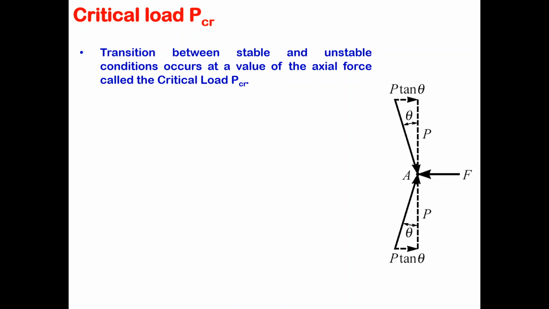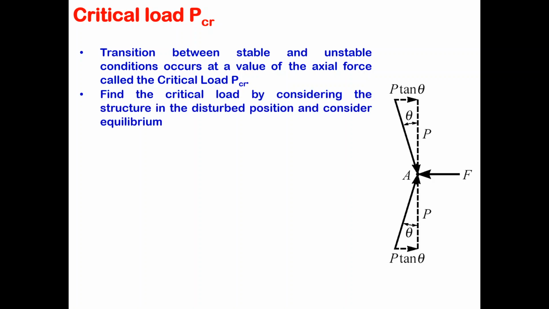So let's talk a little bit about the critical load and the stability of columns in general. The transition between stable and unstable conditions occurs at the value that we have discussed before. It is a value of axial force called the critical load. We can find this critical load by considering the structure in the disturbed position and considering equilibrium, right? So we are assuming that the configuration of the structure has changed a bit, but it has stayed in that configuration. It hasn't gone back, it hasn't failed.